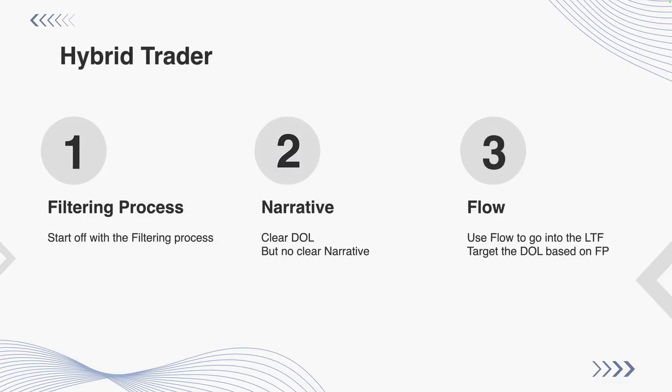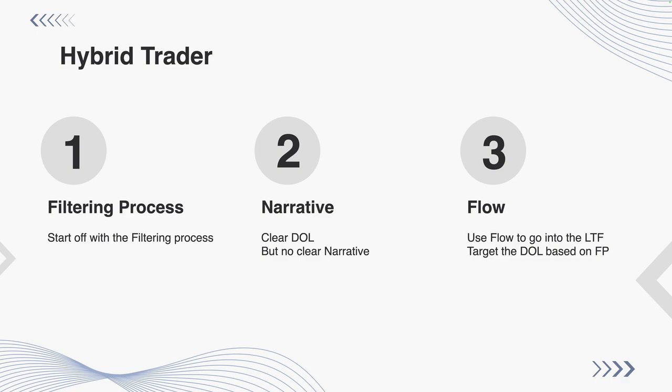If we now want to understand a hybrid trader, because we have gone over the flow trading plan and the filtering process trading plan, then the hybrid trader is the following. We start off with the filtering process. Like we see, the first step is always the filtering process for a hybrid trader. So the bias and narrative that we went over in a flow trading plan, you would not do that with a hybrid trader.